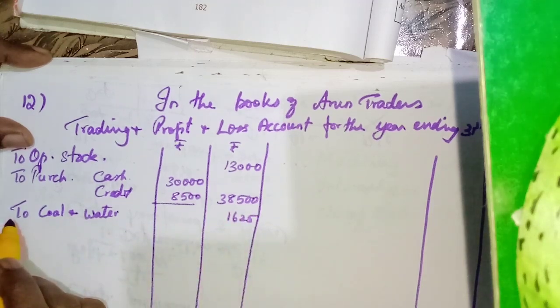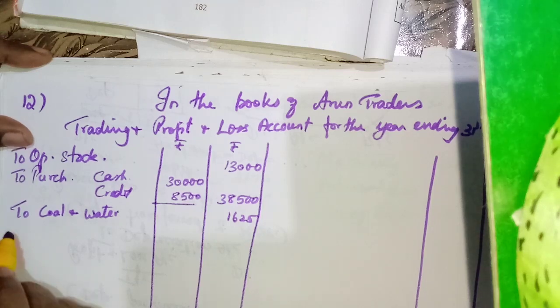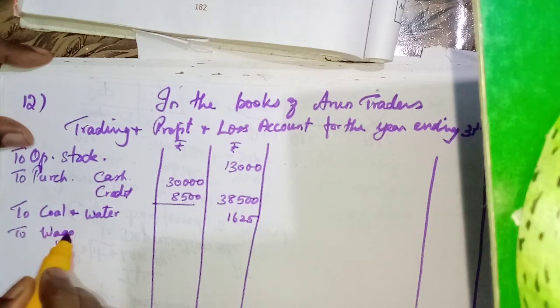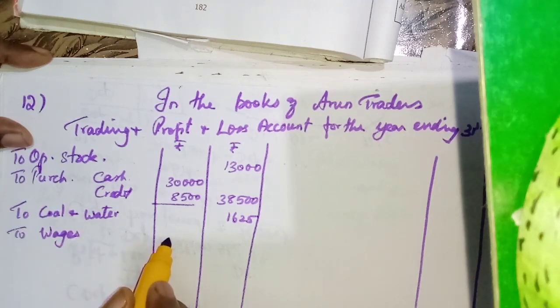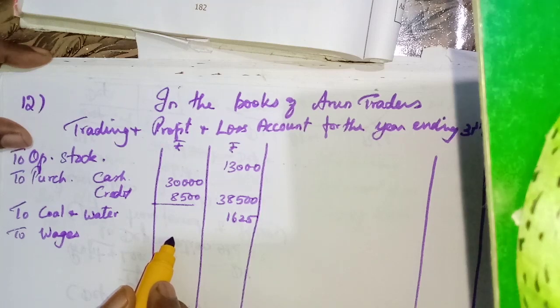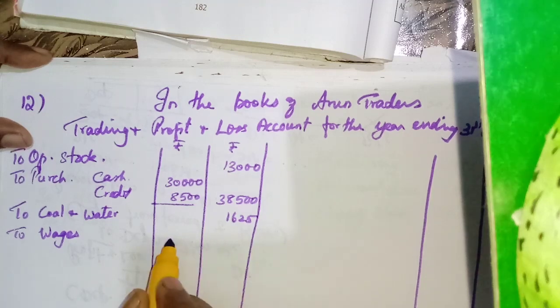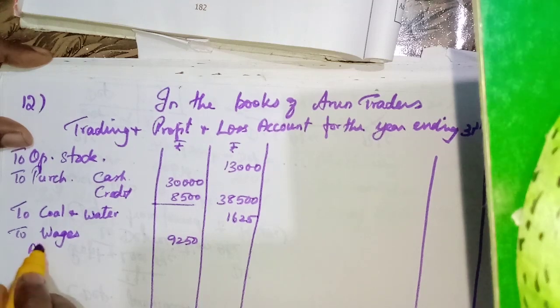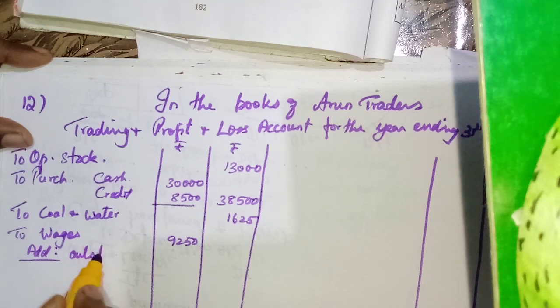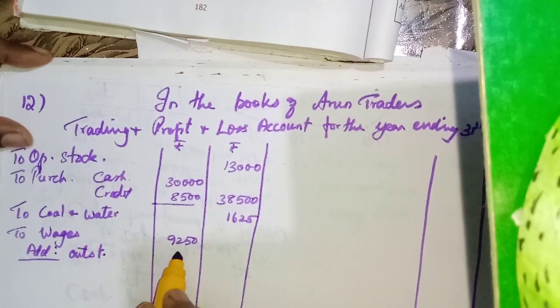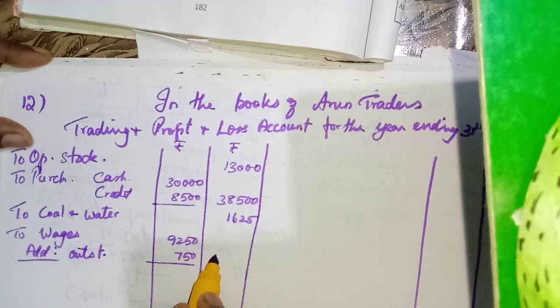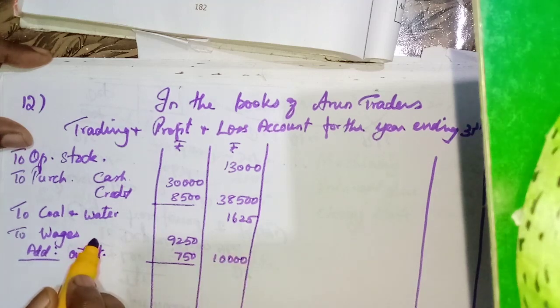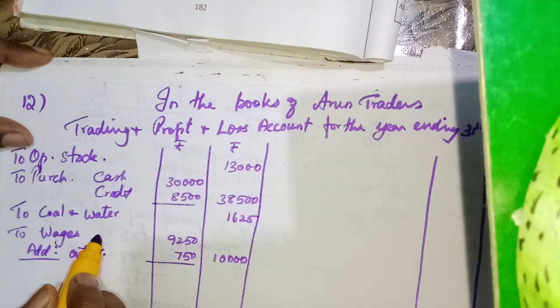Office expense, rent received, carriage outward, repairs, maintenance, wages. For wages, an adjustment is there, so we will write inside. Wages 9,250. Then add wages outstanding 750. So 10,000.